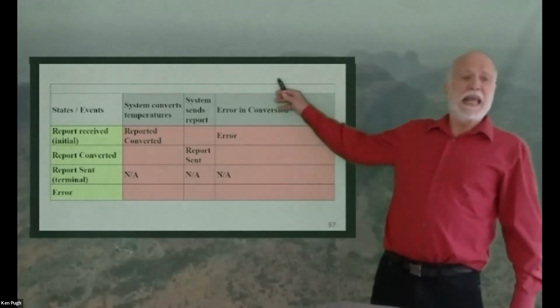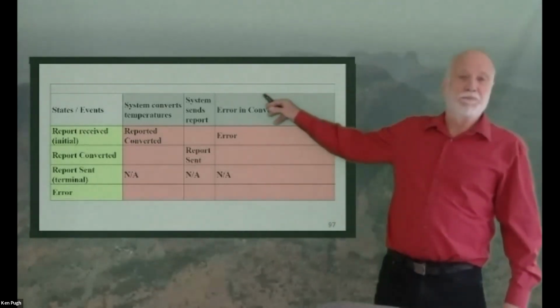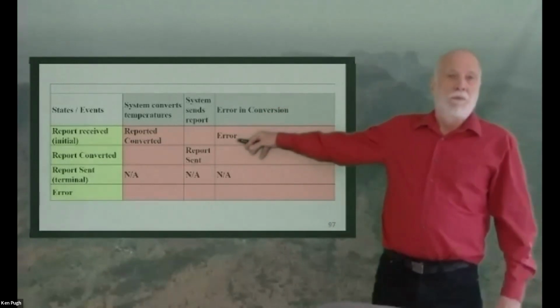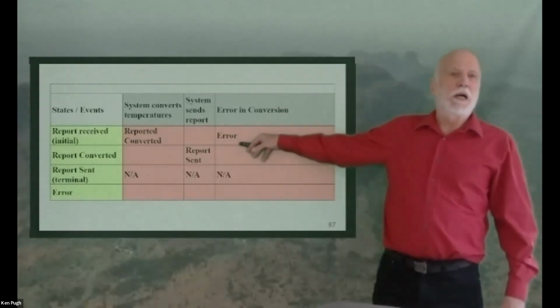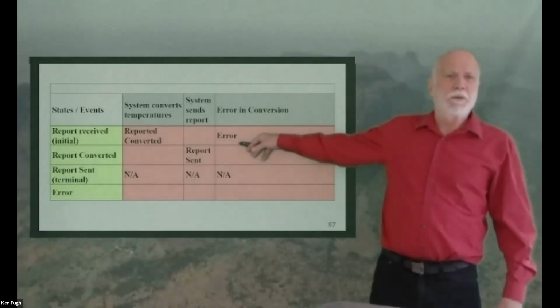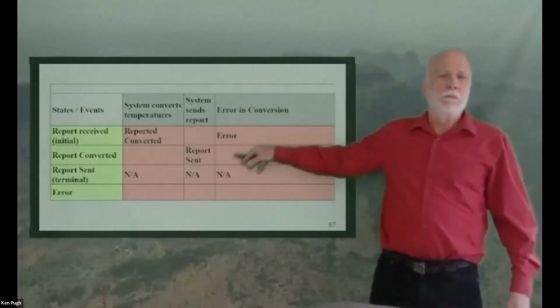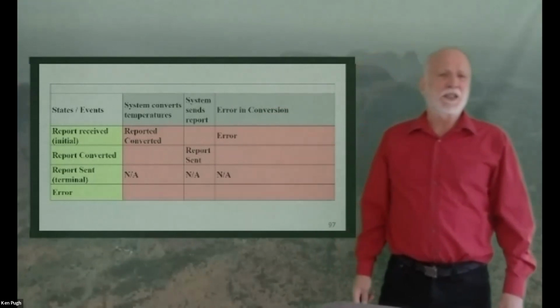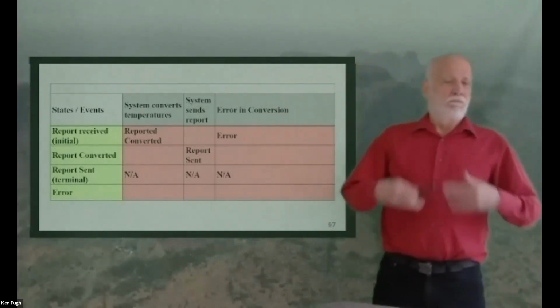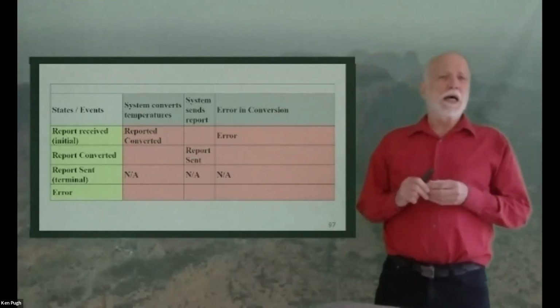But suppose we had an error in conversion when we do the report. So it wasn't that it was converted, that we had an error. Well, then we go into an error state. Should we go out of there or not?